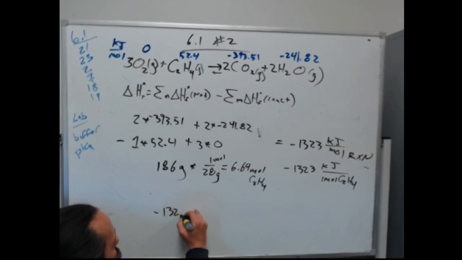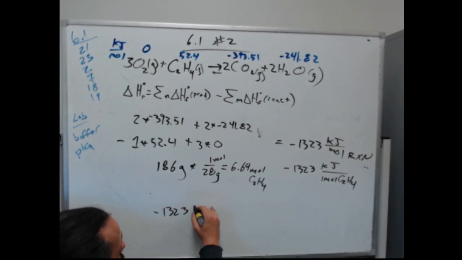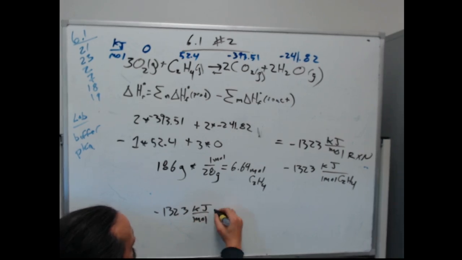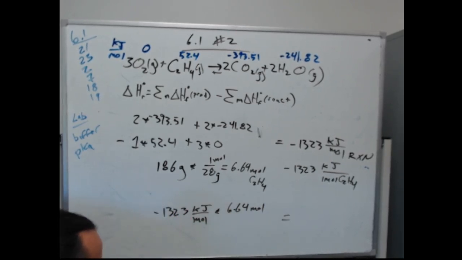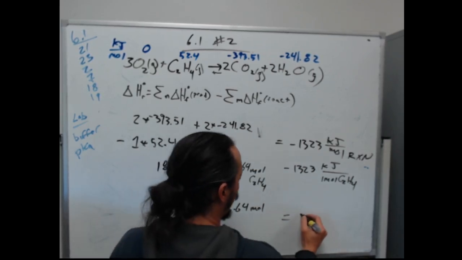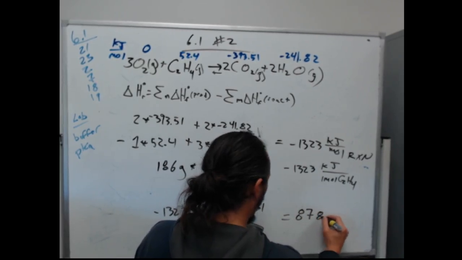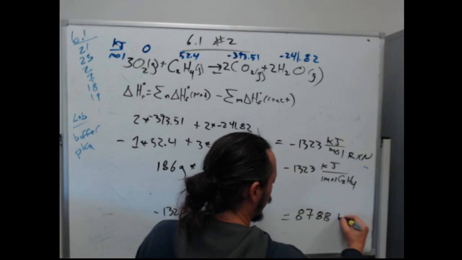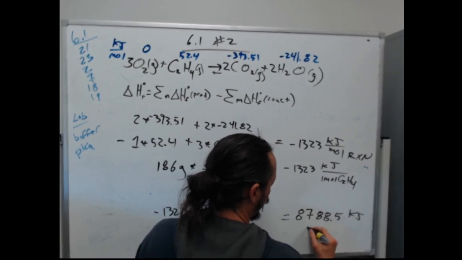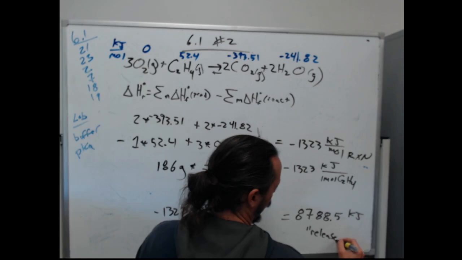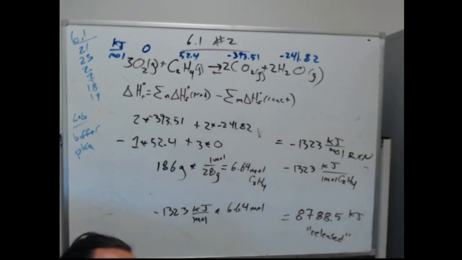I have 1323 kilojoules per mole times 6.64 moles. A whopping 8,788.5 kilojoules. Couple things. Did that make sense? Does that clear things up for you?